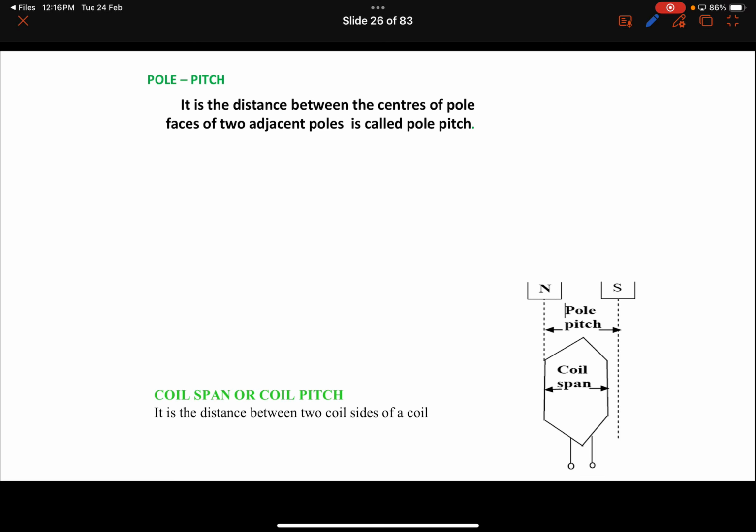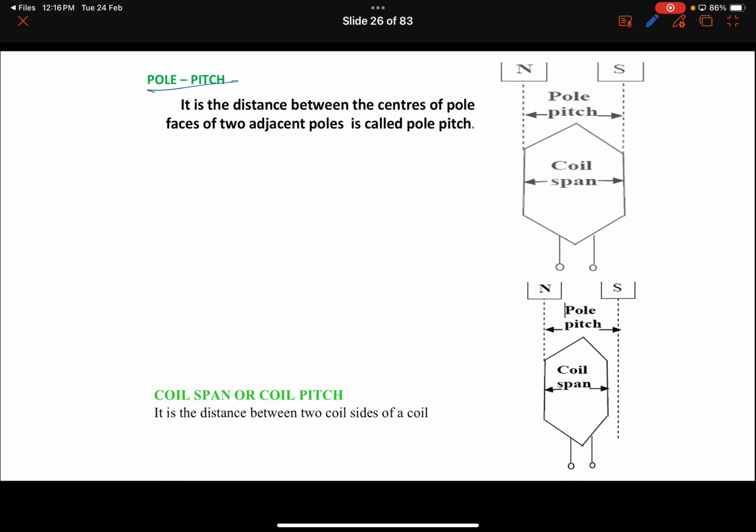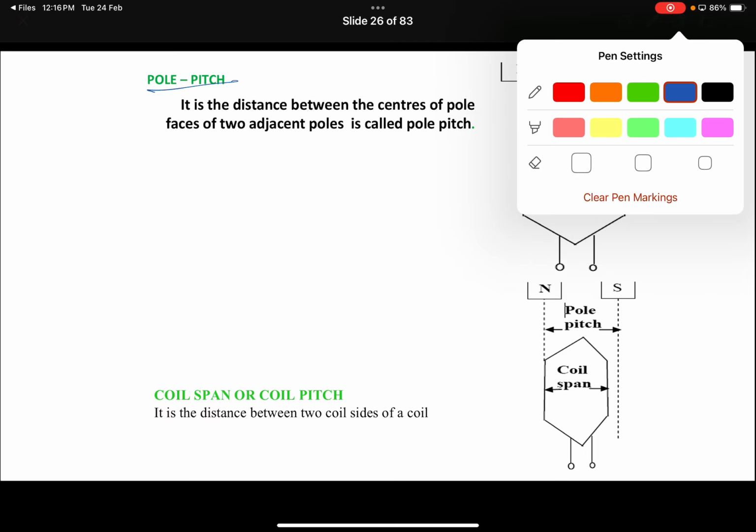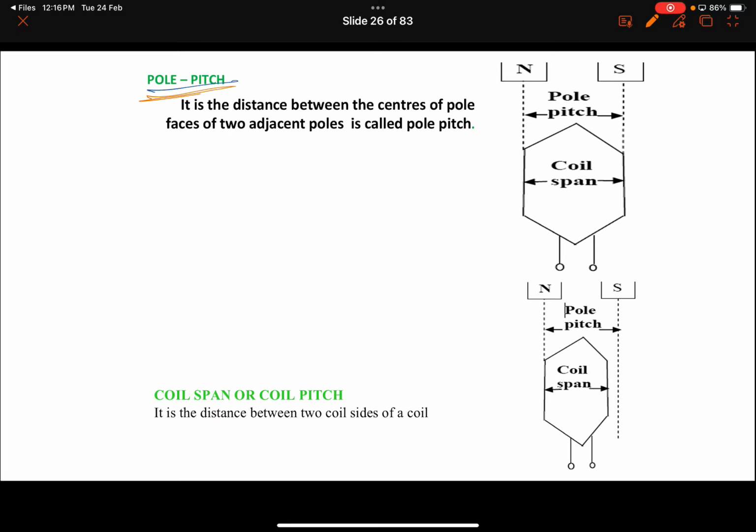So we will try to discuss some basic definitions here, before we proceed into the pitch factor and distribution factors. Just quickly make a heading, pole pitch. What is pole pitch here? The distance between the two centers of the poles is called pole pitch.